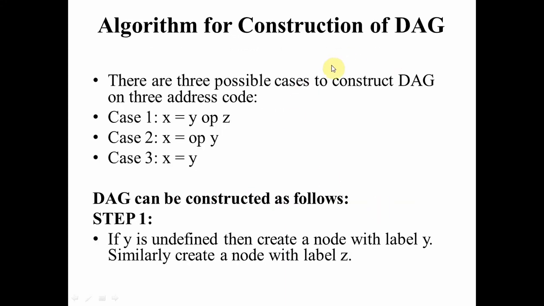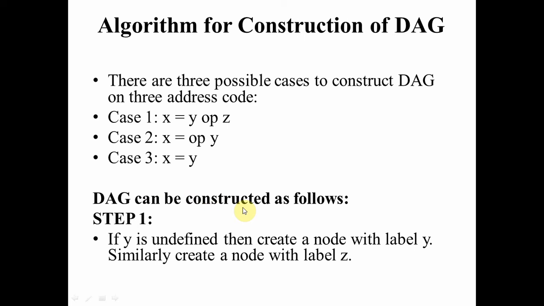How can a DAG be constructed? There are 3 possible cases regarding the instructions in a 3-address code. A 3-address code consists of at most 3 operands. It can have either 2 operands or a single operand.